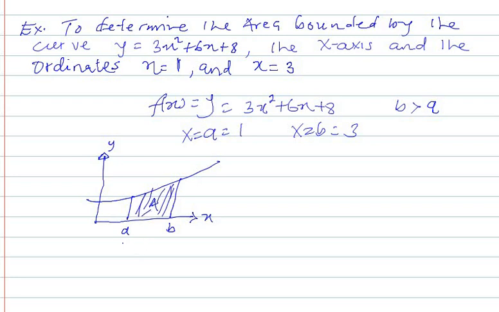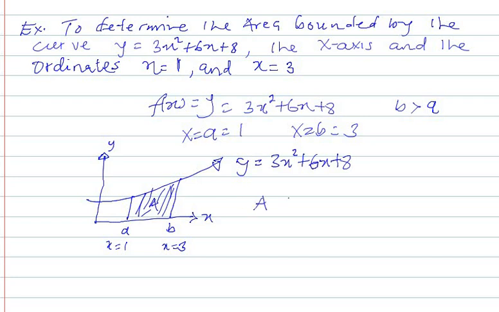So we know that our a is x at x equal to 1, and then b at x equal to 3. Then our function is y equal to 3x squared plus 6x plus 8.